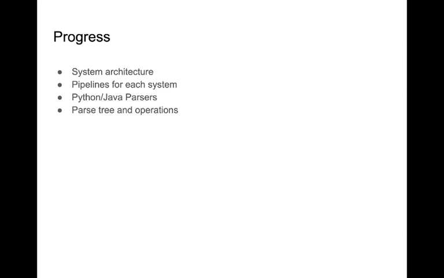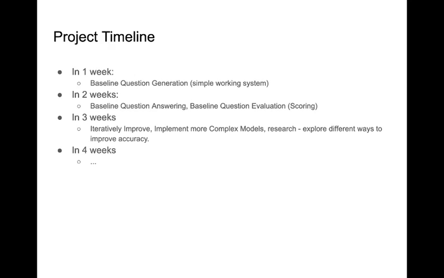So the progress we've made is we've made project environments, and we've looked at various different packages and APIs, and we decided Stanford CoreNLP and spaCy are pretty good. So for the project timeline, in a week we hope to have a baseline question generation, in 2 weeks question answering and question evaluation baselines, and then after that it's just going to be iteratively improving. Thanks.